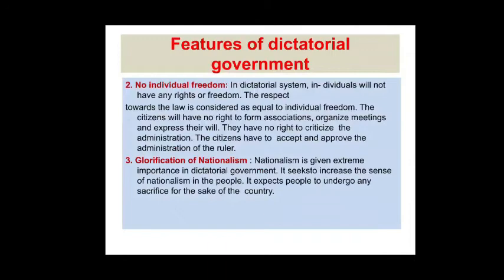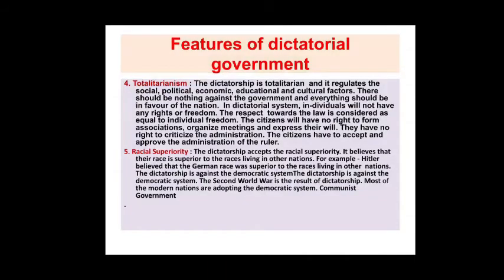Totalitarianism. The dictatorship regulates the social, political, economic, educational, and cultural factors, so only a single person maintains them. There should be nothing against the government, and everything should be in favor of the nation.